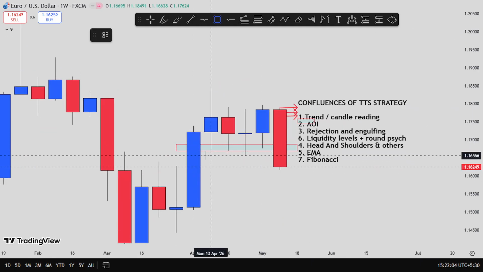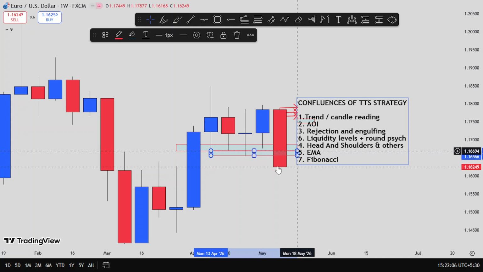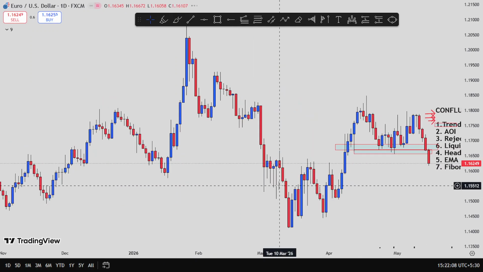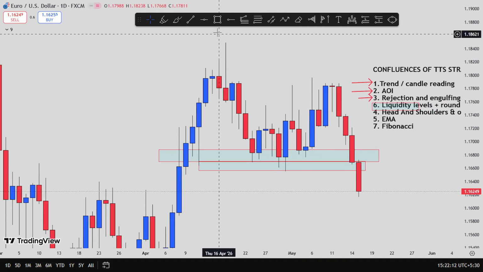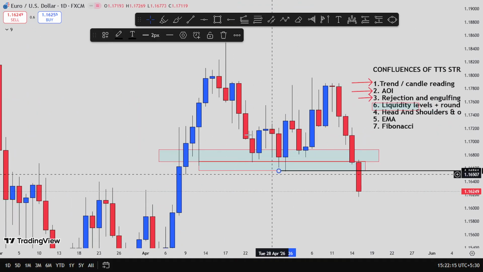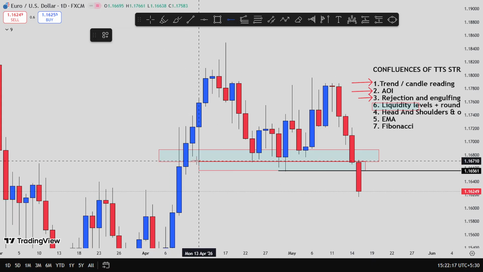I would just mark a small zone also over here, and then on the daily we can go and draw liquidity levels inside the zone. See, as you can see, this is it. So one of the liquidity levels lies over here at the end of the zone, and one of the liquidity levels I'll draw over here as we had it before on the top.